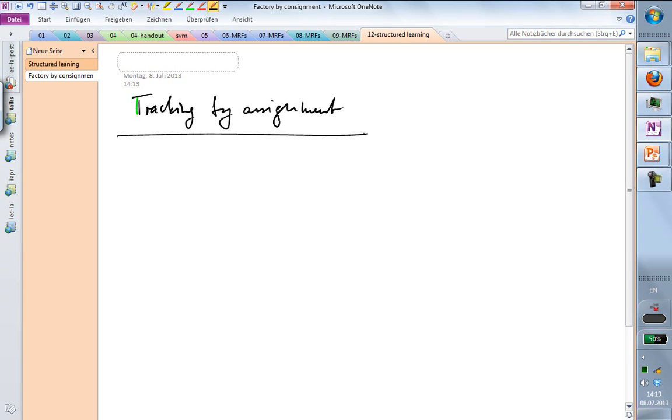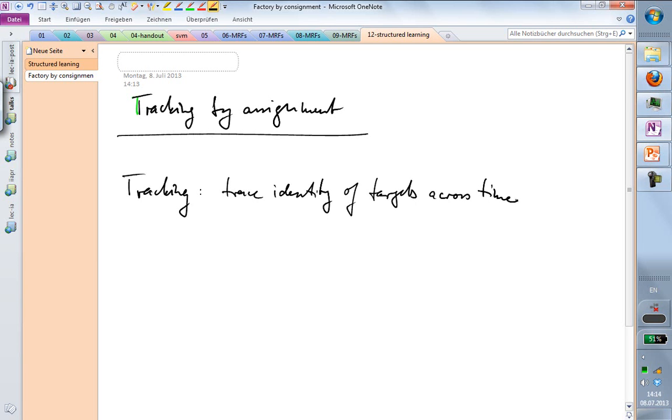So before we go into the details of what tracking by assignment is, let's just say tracking in general. Tracking means that we have a couple of particles or targets that we want to follow. So we want to trace the identity of some targets across time.